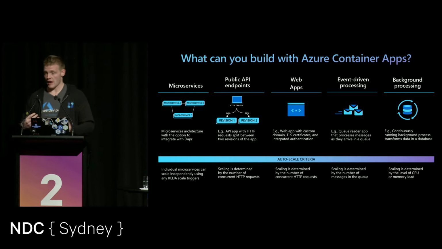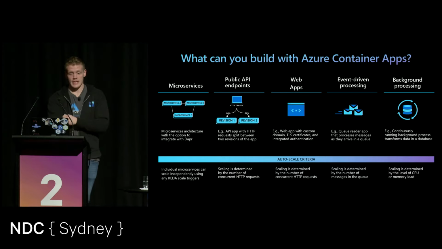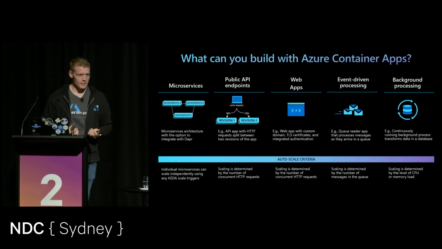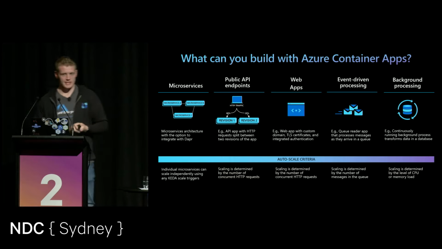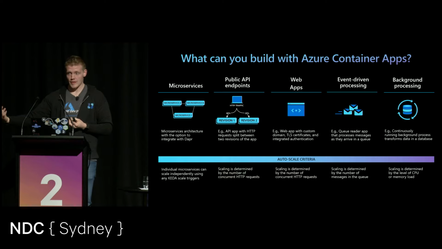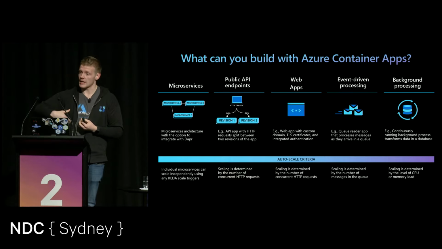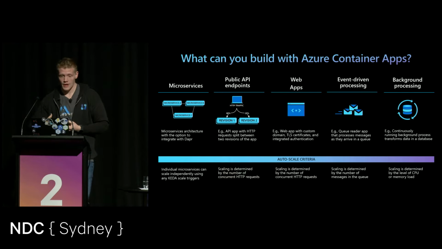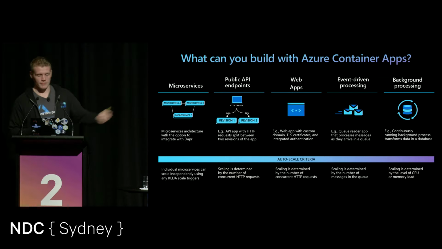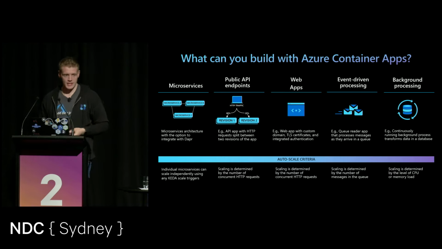And we can scale based on how many HTTP requests are coming into our container apps as well. We can also build event-driven processing workloads inside container apps. Say you've got a container app that's listening to messages coming from a queue, we can scale our container apps based on how many messages are incoming into our queue. And we can also do some background processing. We can provision background processing workloads onto container apps as well.